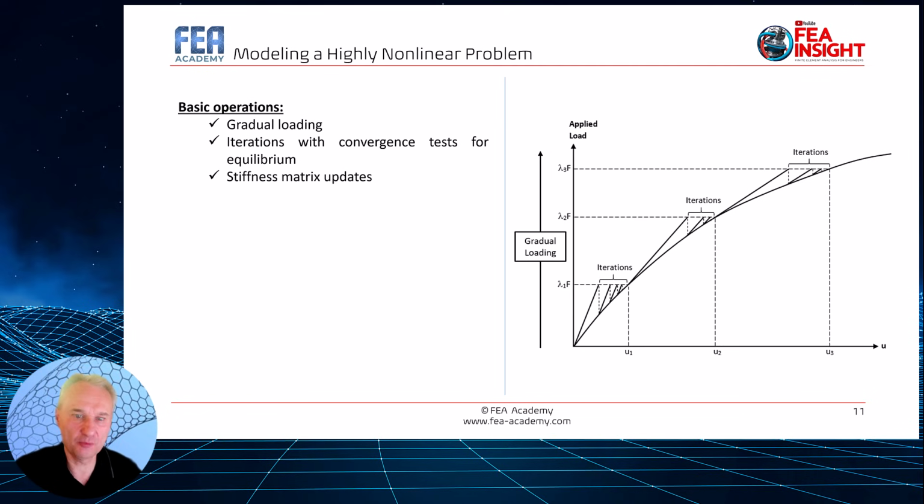So the basic operations that the nonlinear solution is going to use are gradual loading. The load is not applied at 100%. You apply the loads gradually. The second basic operation is iterations with convergence test for equilibrium. And the third basic operation is the stiffness matrix update, because during the incremental process, the stiffness of the system will evolve with the displacement.